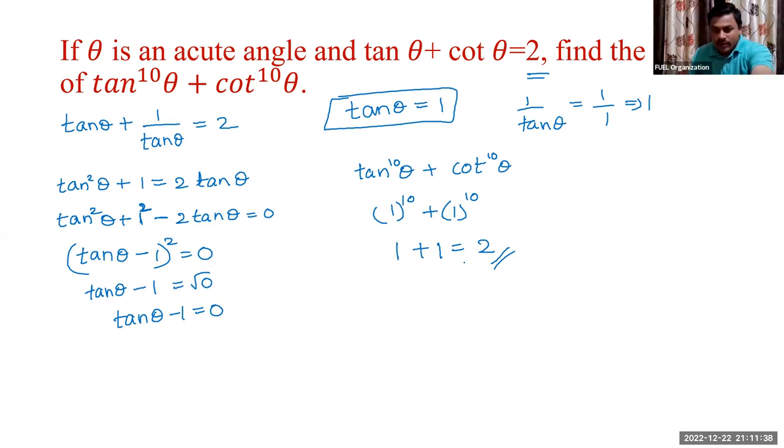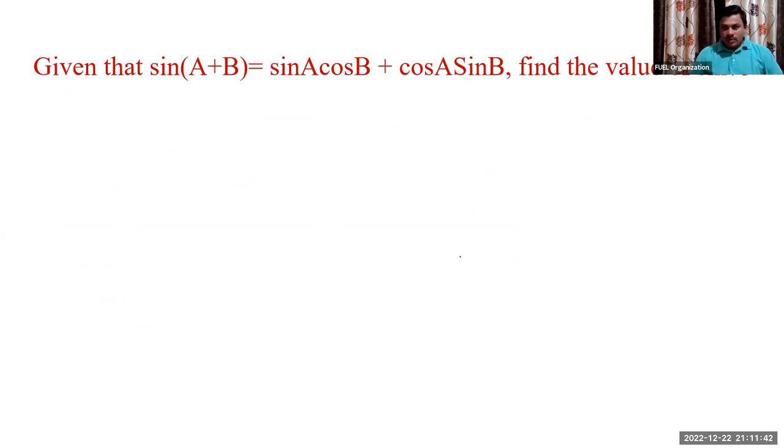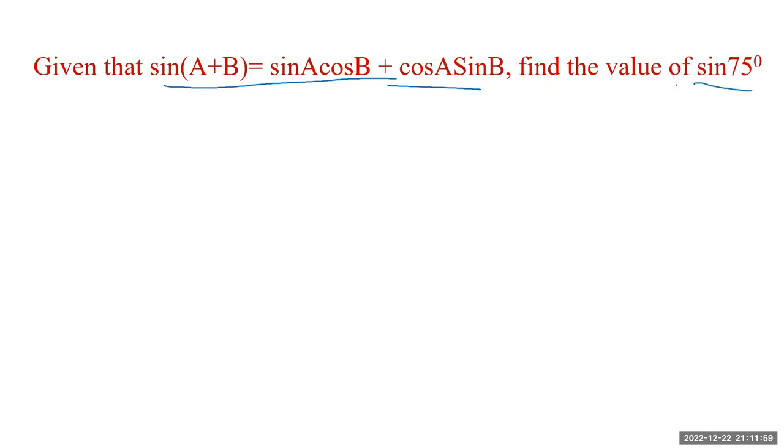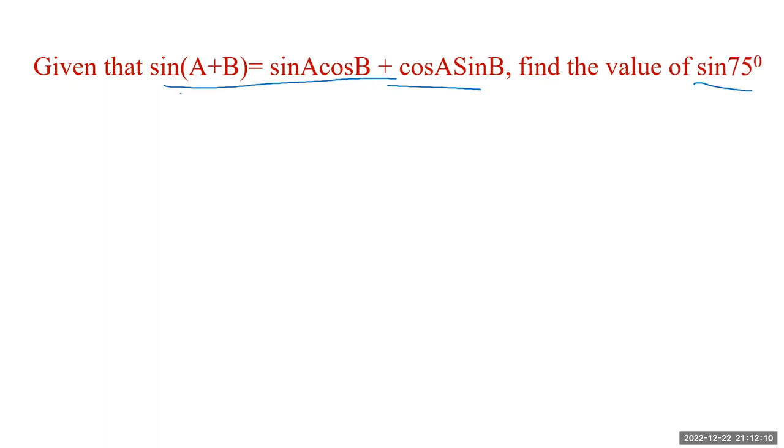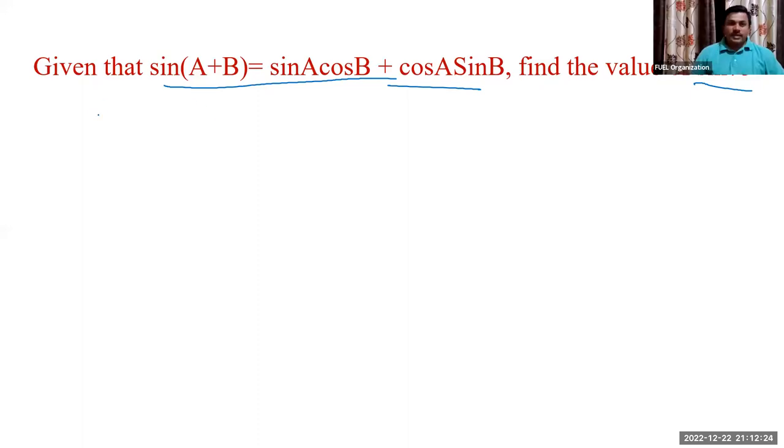Okay, quickly we will go to the next question. One more question, this question also we have discussed. Sine of A plus B is equal to sine A cos B plus cos A sine B. This is like an identity only. We are going to split 75 into 45 plus 30. You will get the correct answer. Then you will substitute that value here.